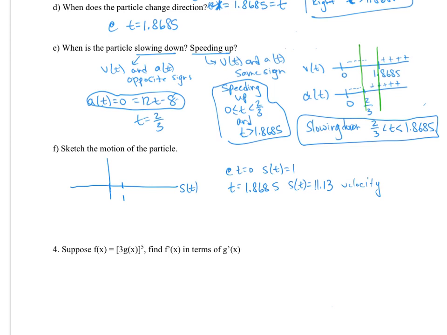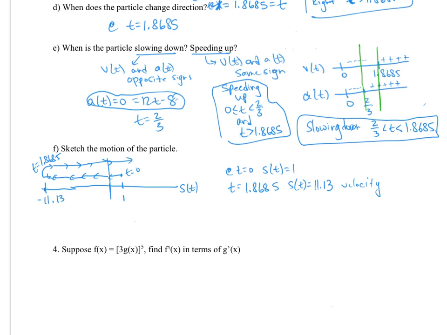So we're going to start off here at t equals 0. We're going to move in this direction. Here's my particle motion all the way till I get to negative 11. We'll say that this is my negative 11.13 point. Okay, so we're going, and then it's going to turn around and it'll continue back going positive. So this happens at t equals 1.8685. So there is my graph of the motion of the particle.